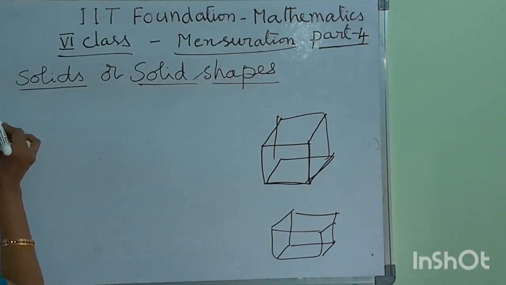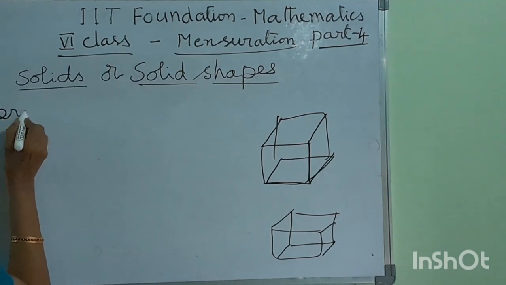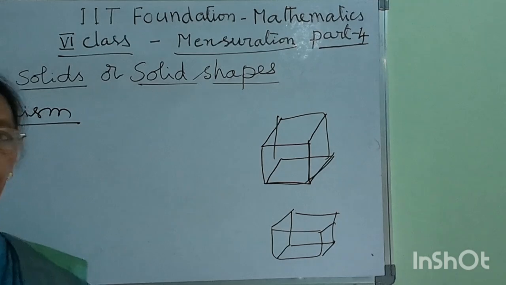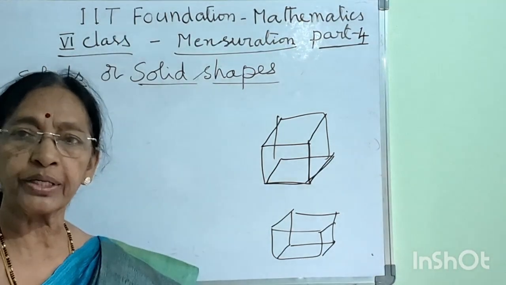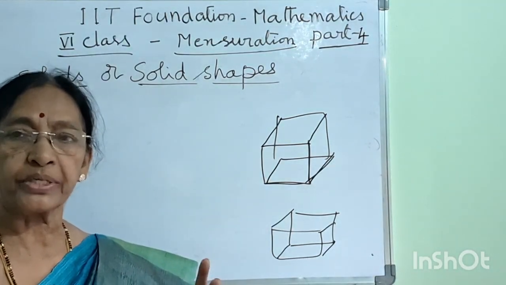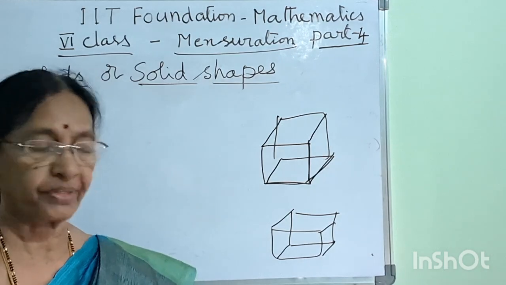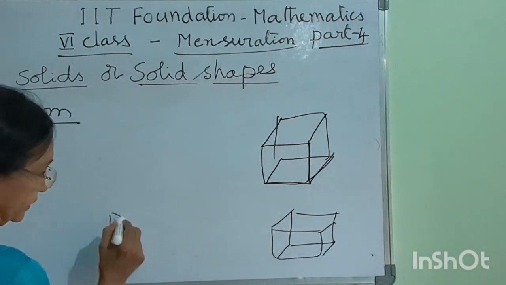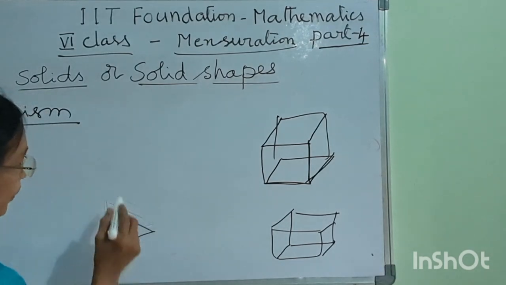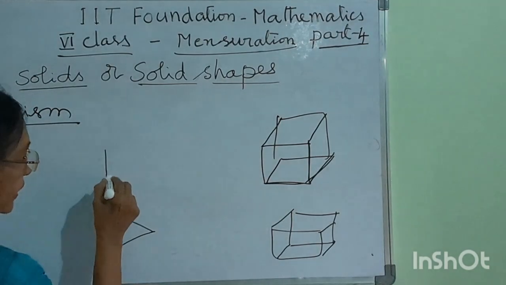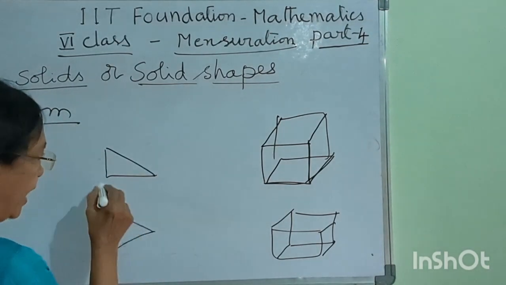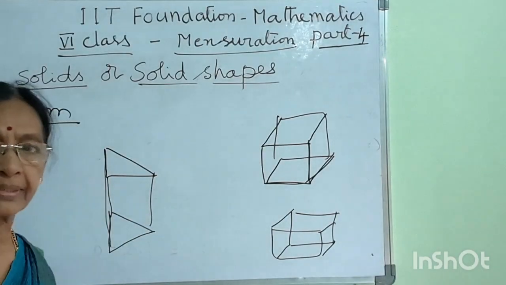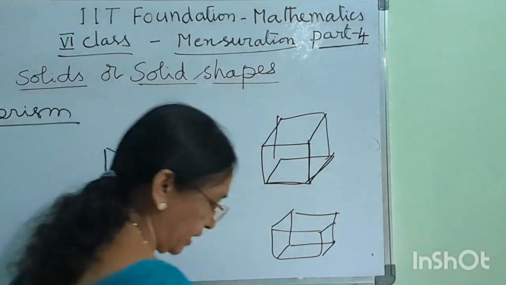So next we will see prisms. A prism. Two identical and congruent polygons parallel to each other form a prism. For example, we will take a triangle. This is a triangle. Two congruent triangles. So take another congruent triangle. And the vertices are joined. It forms a prism. This is a prism.